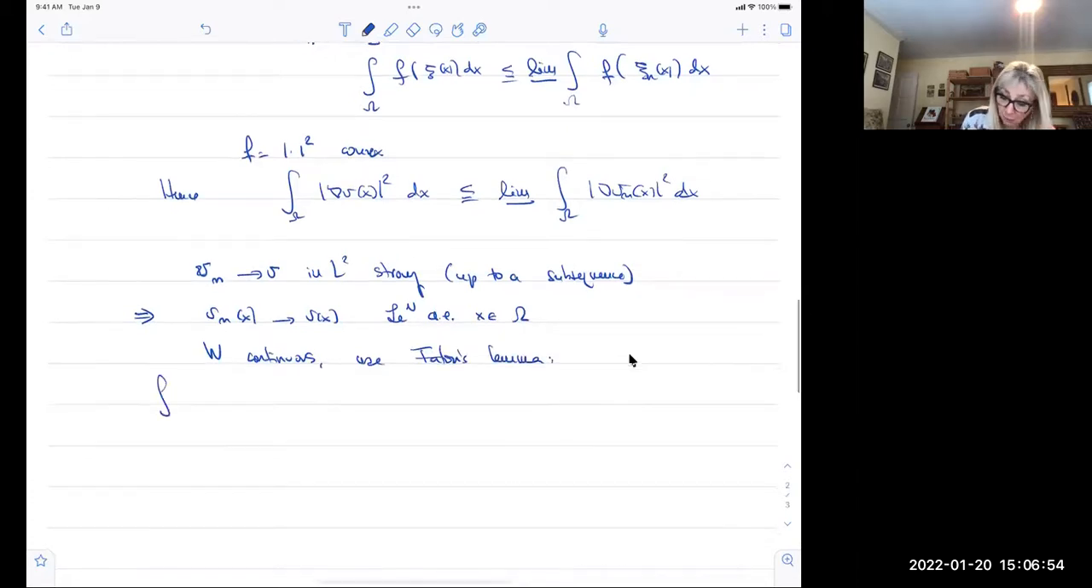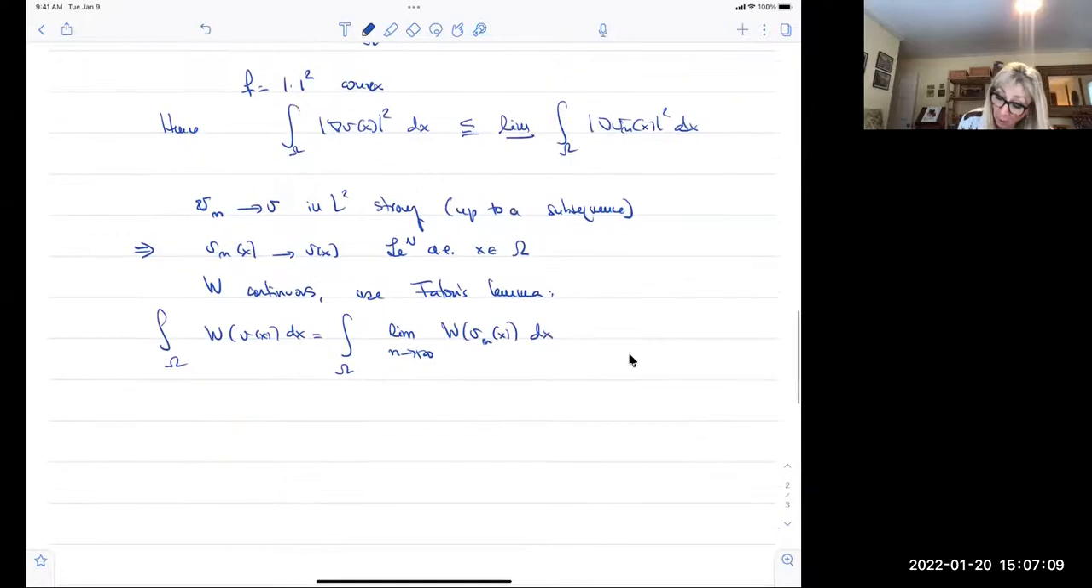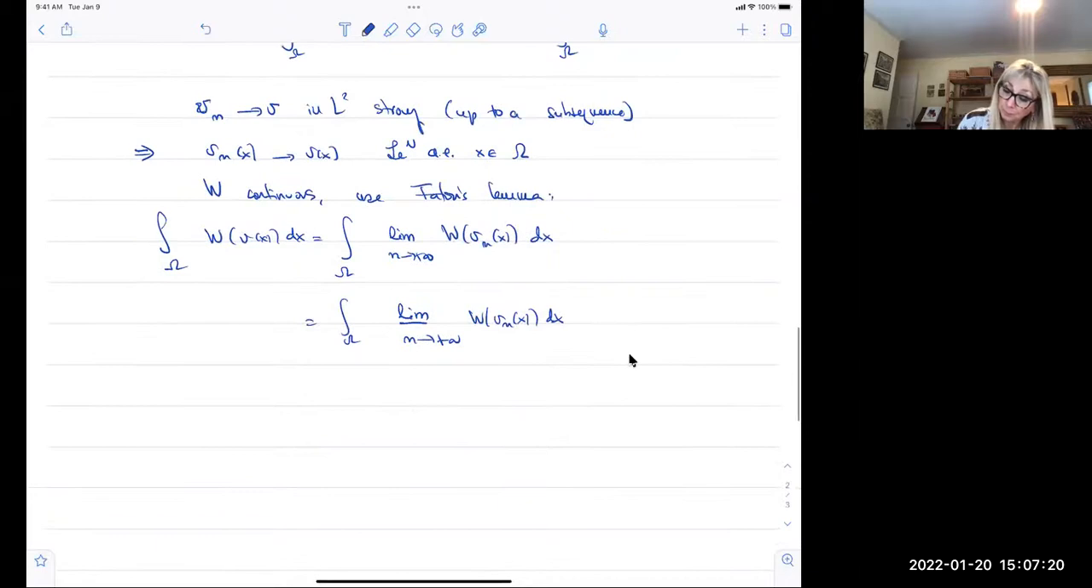To say that the integral of W of v(x) dx, well, that's actually the limit by continuity, right? Because you have pointwise convergence and continuity of W. Well, obviously, this is the same as the limit inf. And now you use Fatou's lemma. W is non-negative. And so you go up.